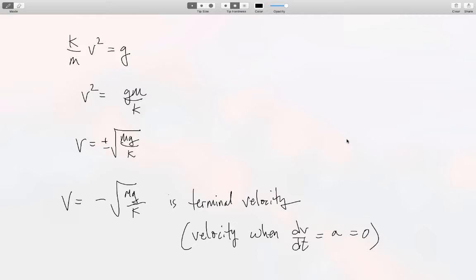terminal velocity. So what we're going to do now is go back and look at that differential equation, dv/dt equals negative g plus k over m v squared. We're going to look at this. You can see that when that's 0, that's when the acceleration is 0, and now what we want to do is solve this DE for v.